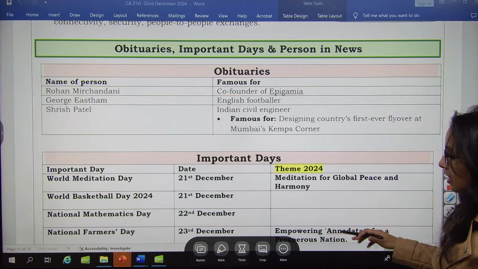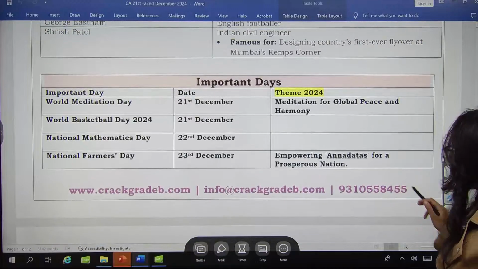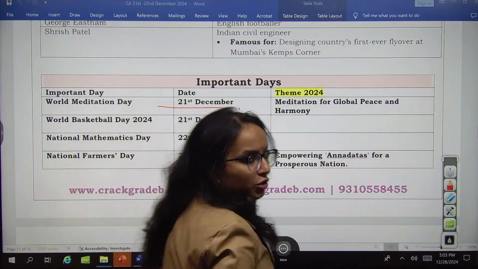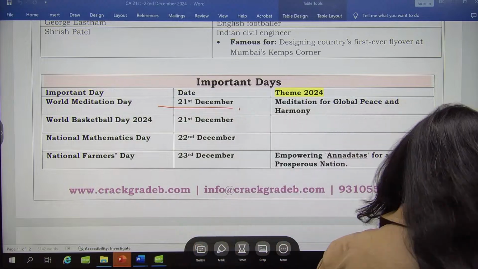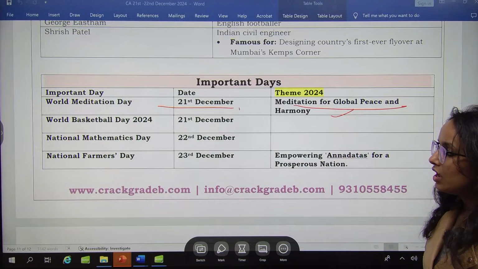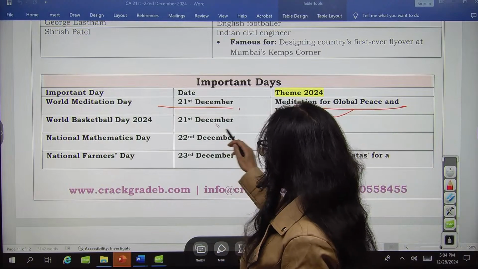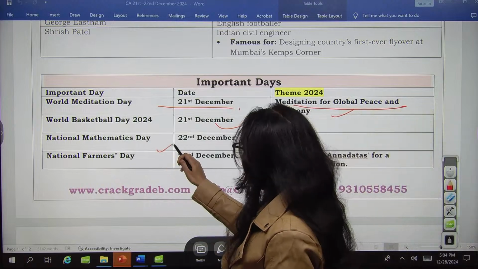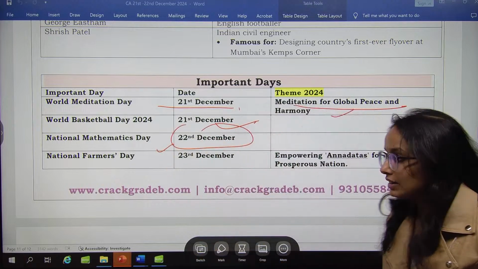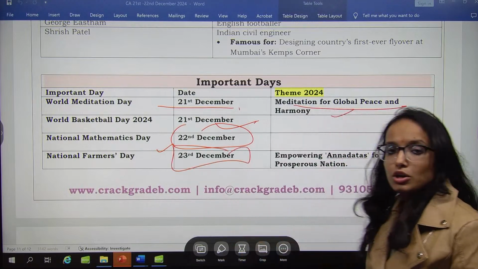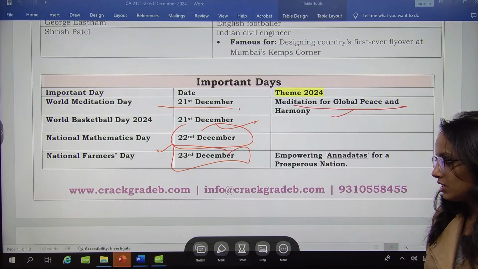Then in important days we have World Meditation Day. We have discussed, 21st December, first time it has been observed. What was the theme? Meditation for global peace and harmony. World Basketball Day is observed on 21st December. National Mathematics Day, 22nd December. And then you have National Farmers Day, 23rd December. 23rd December National Farmers Day is observed.